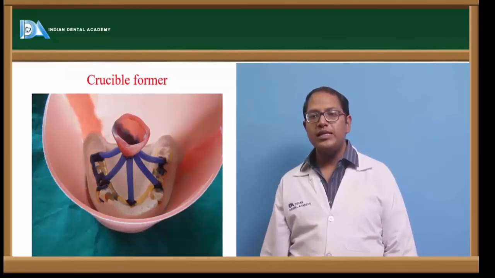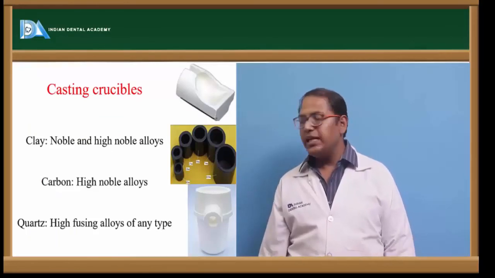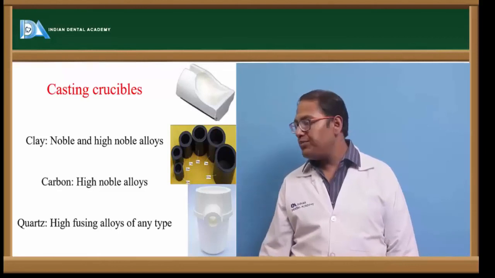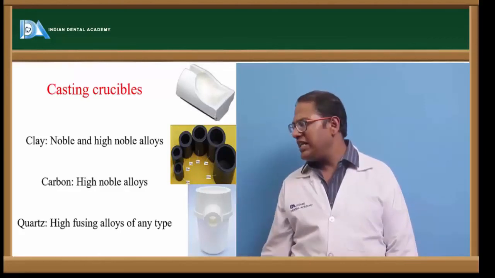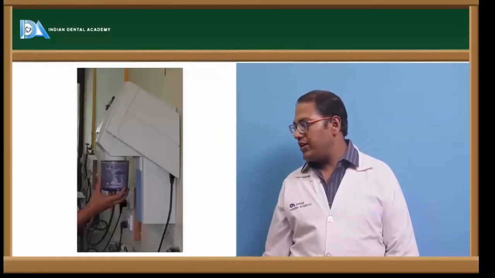The casting crucibles can be of clay, carbon or quartz. Clay we will be using for noble metal or high noble alloys. Carbon for high noble alloys again, and quartz for high fusing alloys of any type. Quartz is used. This is a vacuum for investing material.